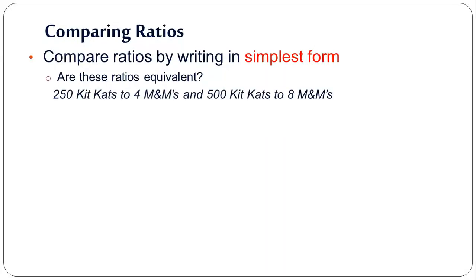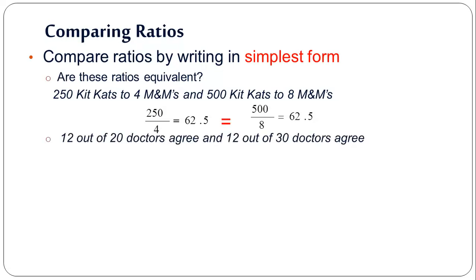Halimbawa, 250 KitKats to 4 M&Ms and 500 KitKats to 8 M&Ms. Hindi ba pareho siya na 62.5? Okay, so equal siya. So 12 out of 20 doctors agree and 12 out of 30 doctors agree. So dito naman ay hindi siya the same, 'di ba? Kapag simplest form tayo.